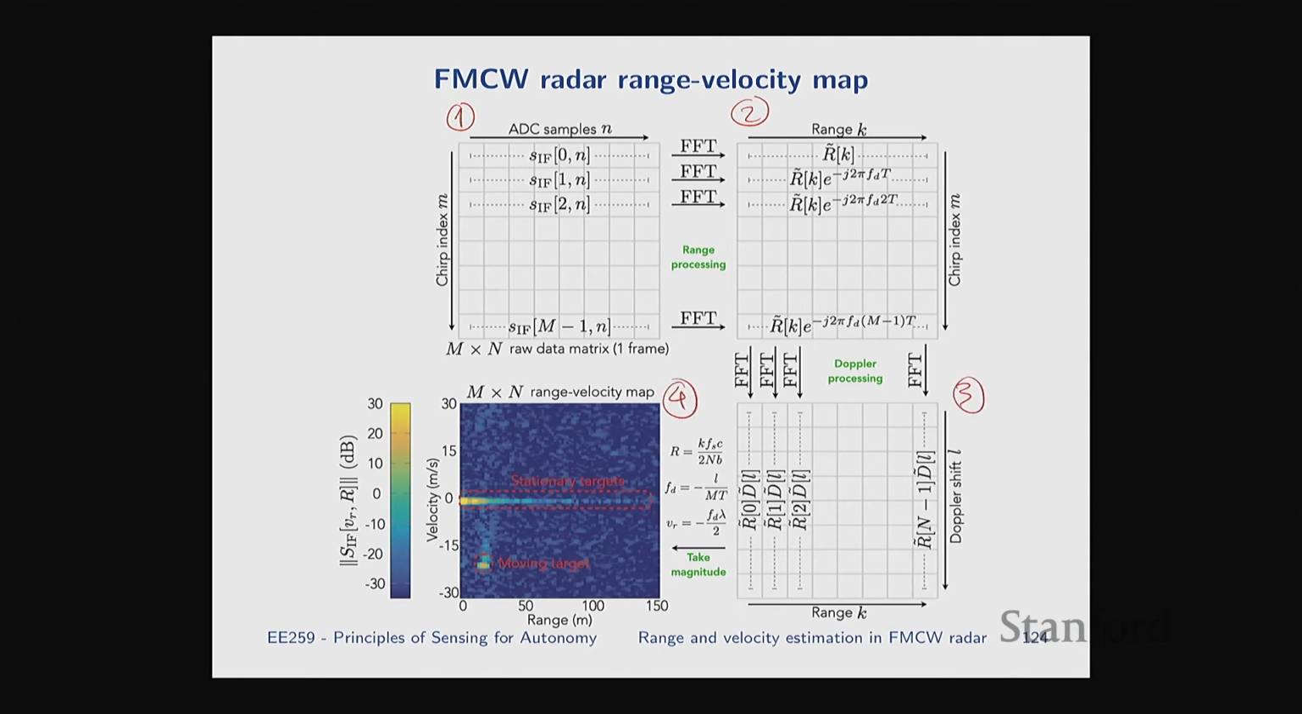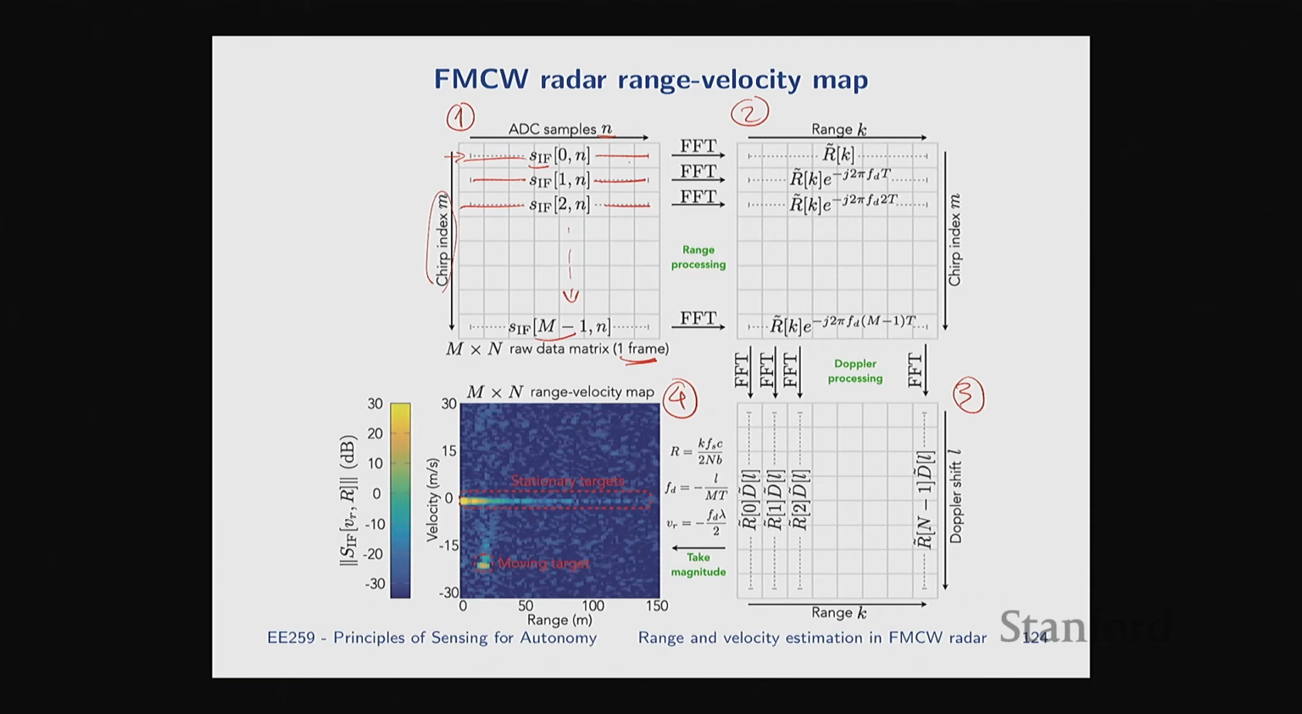In block one there's nothing happening. It's just your ADC signals coming in, the raw signal. You take one frame of data and populate it in an M by N matrix, where the rows are indexed by chirp and the columns by n, the ADC samples. You put the IF signal from the first chirp in the first row, S_IF0[n], the second IF in the second row, the third in the third row, and so on, all the way to the Mth one. That's just ordering your data before you process it.